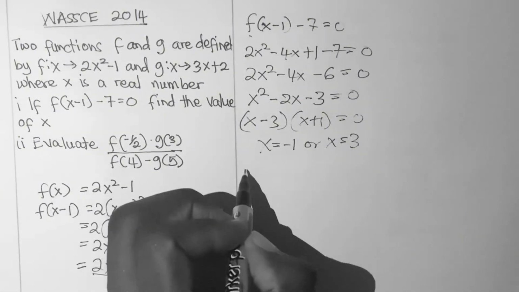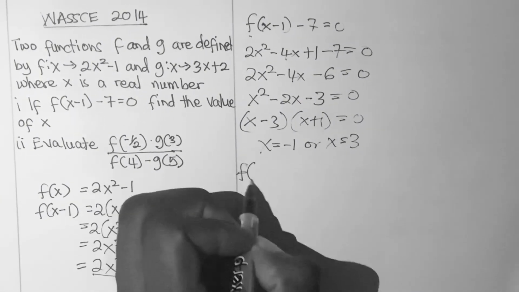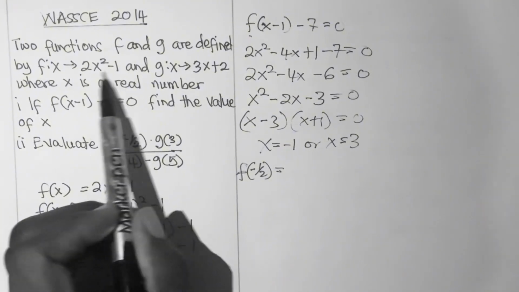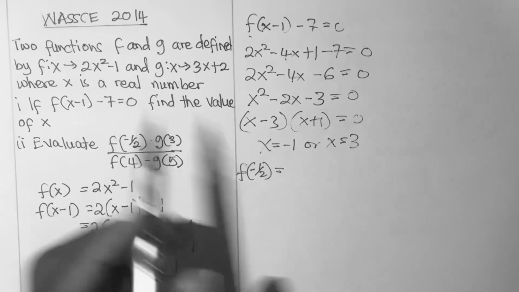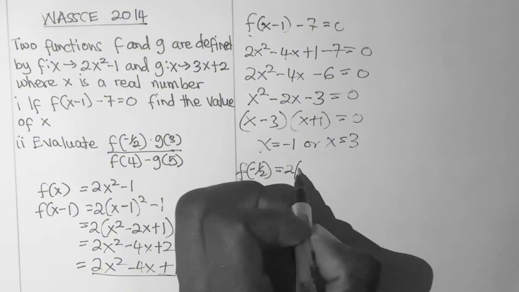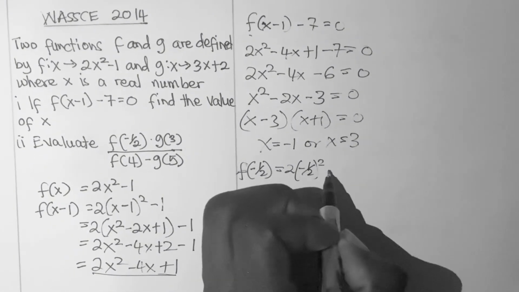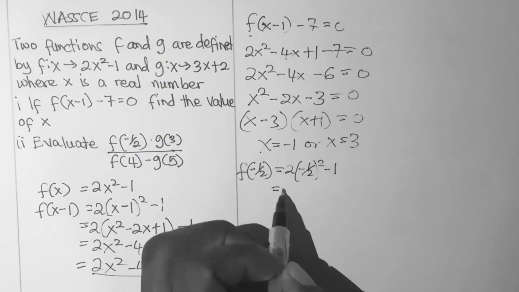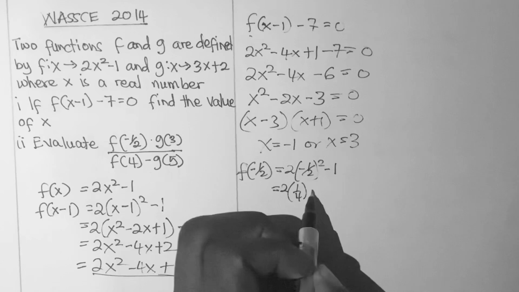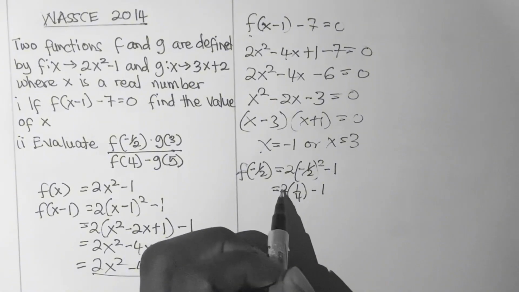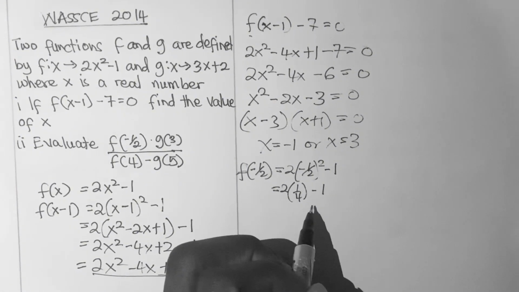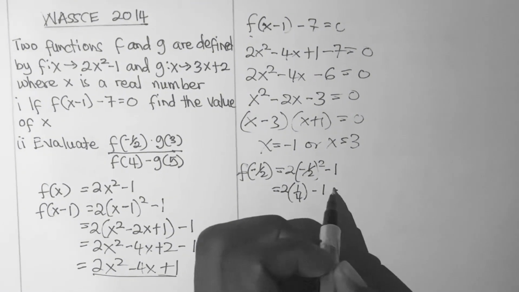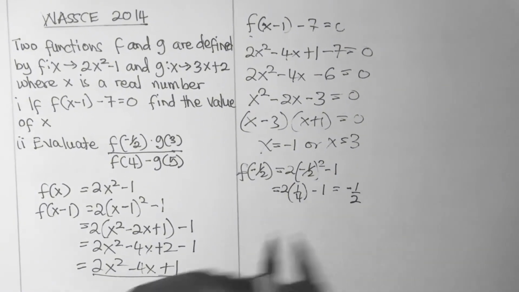So now the first thing is let's find f of minus 1 over 2. This is equal to, wherever you see x in f of x, replace it with minus 1 over 2. So this becomes 2 times minus 1 over 2 squared minus 1. This is equal to, minus 1 over 2 squared is 1 over 4. So 2 times 1 over 4 minus 1. Now, 2 divided by 4 is 1 over 2. Then minus 1 will give us minus 1 over 2.